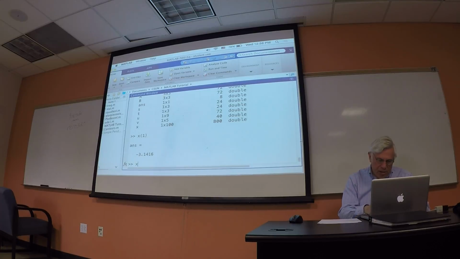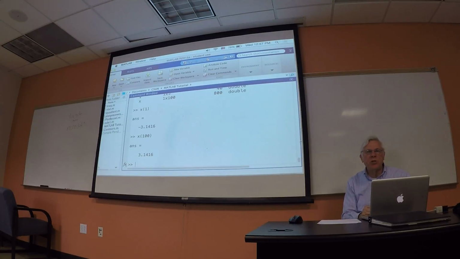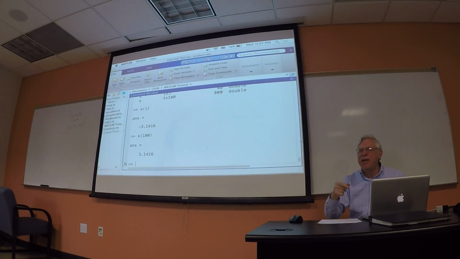Right? And what's x of 100? As a matter of fact, you can do format long and you'll see that it's exactly pi, okay? Now, suppose I want to do the same thing, but I only want 10 points like before. Remember I did minus pi to plus pi, and I gave it an increment of, I think, a tenth or so. I specify what the increment is.